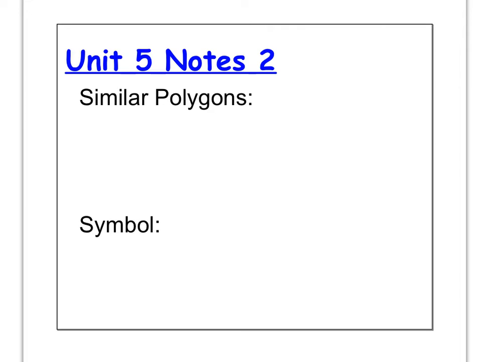Today we are going to cover Unit 5, Lesson 2. And we're going to be talking about what it means if two shapes are similar to each other. So similar polygons or similar shapes means they have the same shape but different sizes. Same shape but different size.